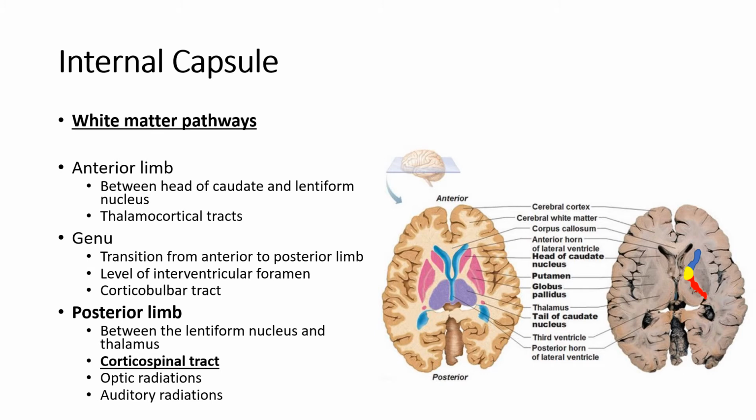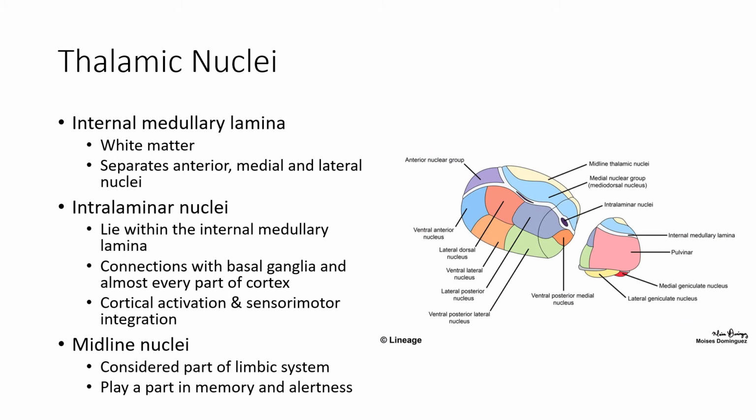The genu is the bend or the knee, the transition from anterior to posterior limb, at the level of the interventricular foramen, and we see the corticobulbar tract here. Posterior limb. So make sure you know this is where the corticospinal tract is. Posterior limb, corticospinal tract. So between the lentiform nucleus and the thalamus, optic radiations and auditory radiations, and most importantly, the corticospinal tract is what we want to remember.